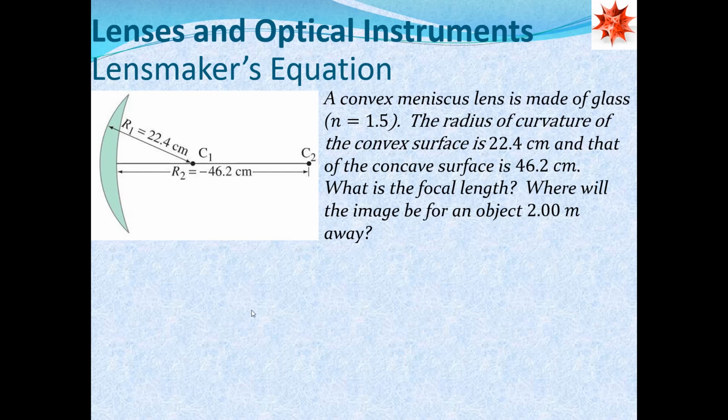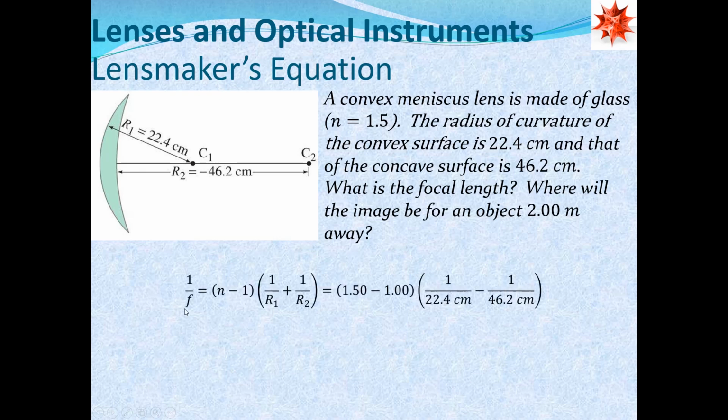All right. So this is what's called a convex meniscus, where you have a convex and a concave surface next to each other. Even though they're both curved the same way, one is technically convex and the other one's concave by the way we're defining them. So they want us to know the focal length, so we're just going to use this equation.